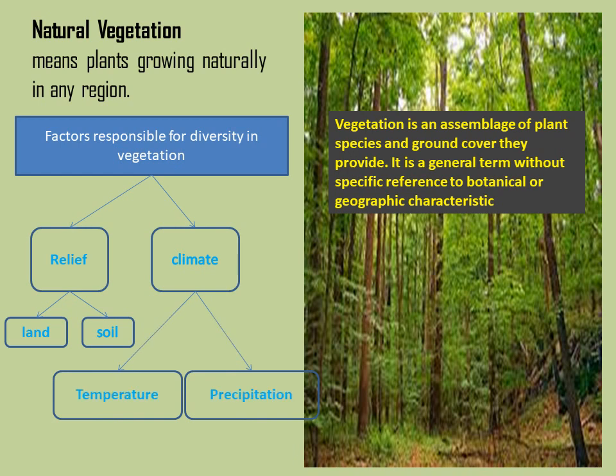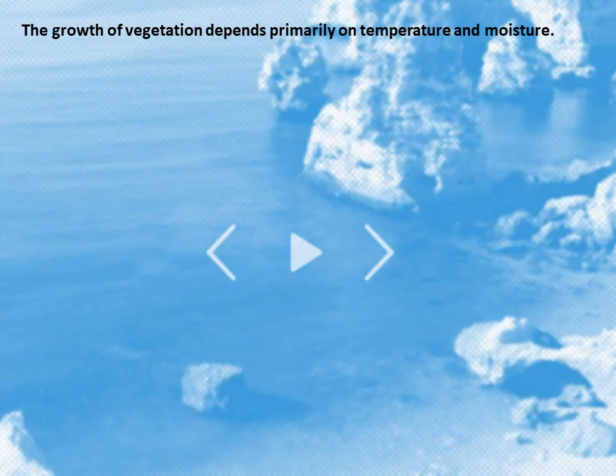Two main influential factors of climate are temperature and precipitation. The character and extent of vegetation are mainly determined by temperature along with humidity in the air, precipitation and soil. The growth of vegetation depends primarily on temperature and moisture.